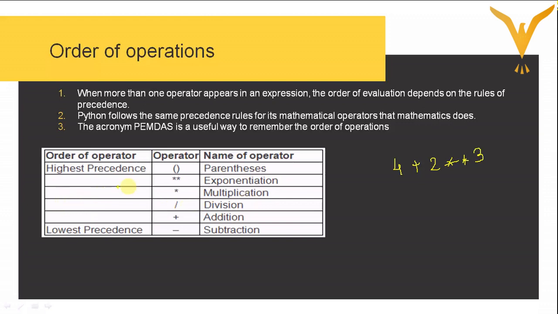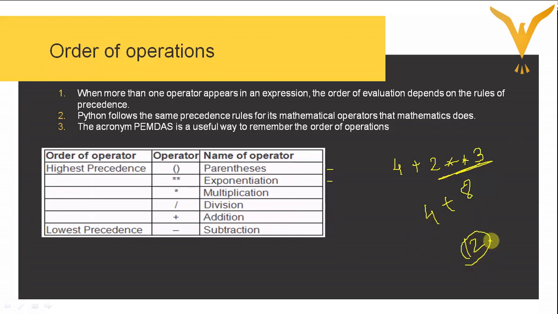So just look at this particular precedence. As you can see, the highest precedence is of parenthesis, then the exponential. Right now we don't have parentheses, so it will first calculate the exponential. It will first evaluate 2 raised to 3, which is 8, and then it will add this to 4. The final output will be 12.